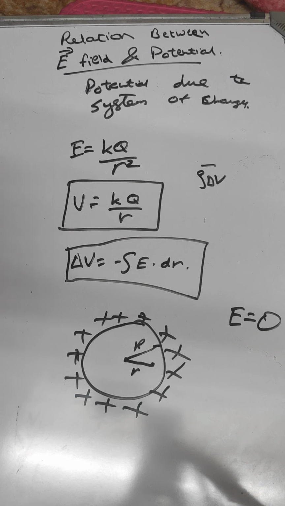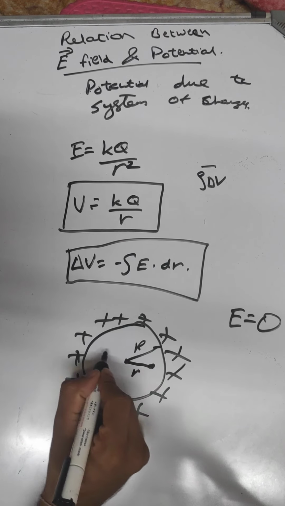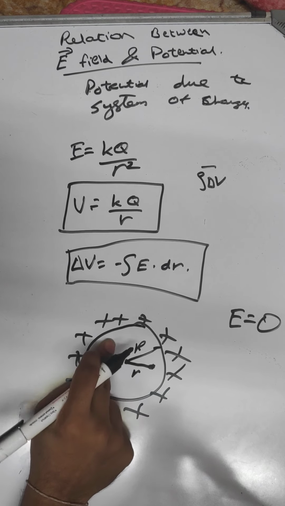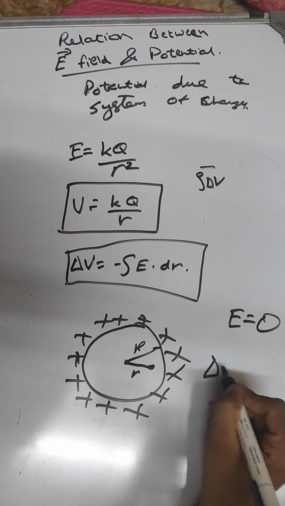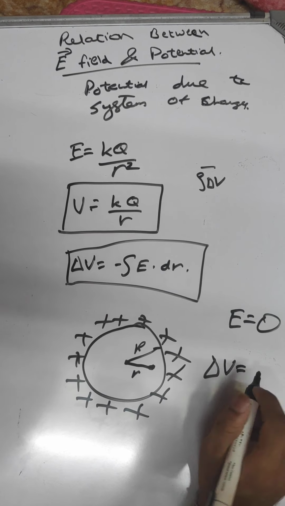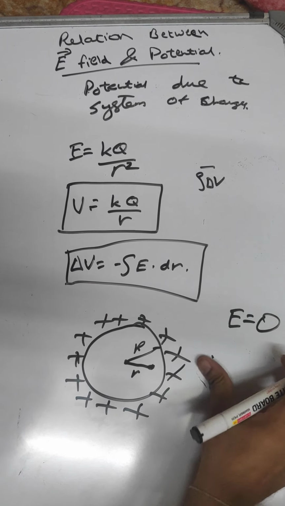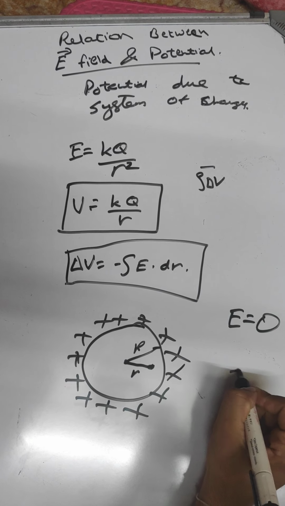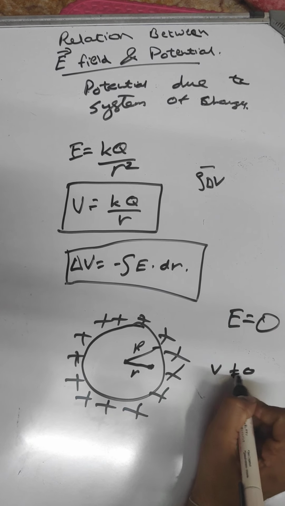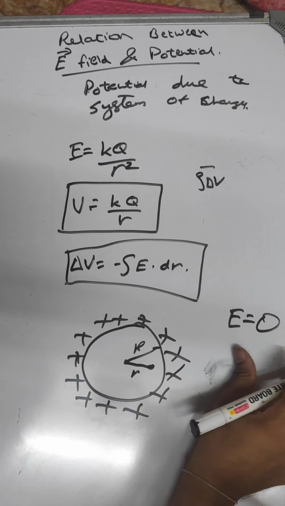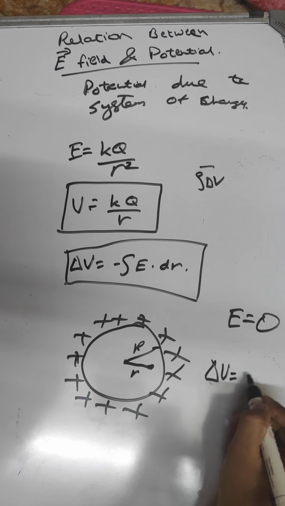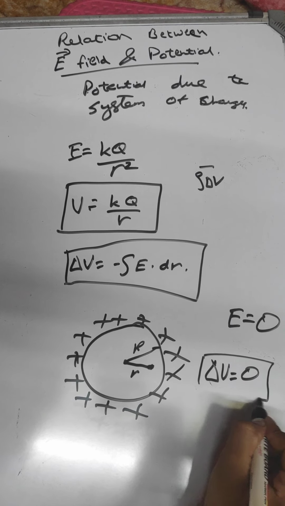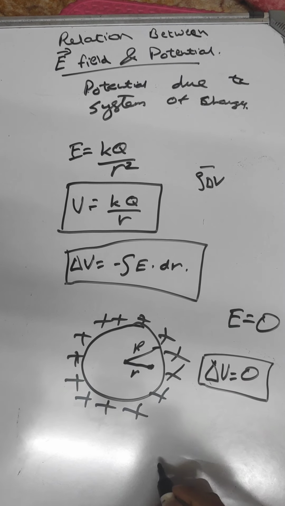Now when the electric field at any point inside is 0, what will be the force required to go between points? The potential difference between any 2 points will be 0. The potential will not be equal to 0, but the change in potential, because we are always talking about potential difference, will be 0. The potential difference will be 0, but the potential will not be equal to 0.